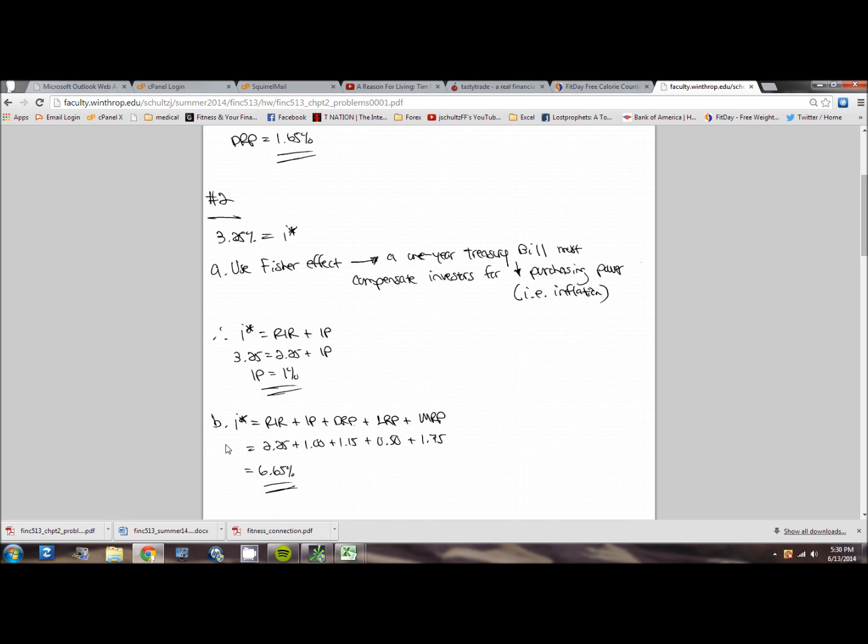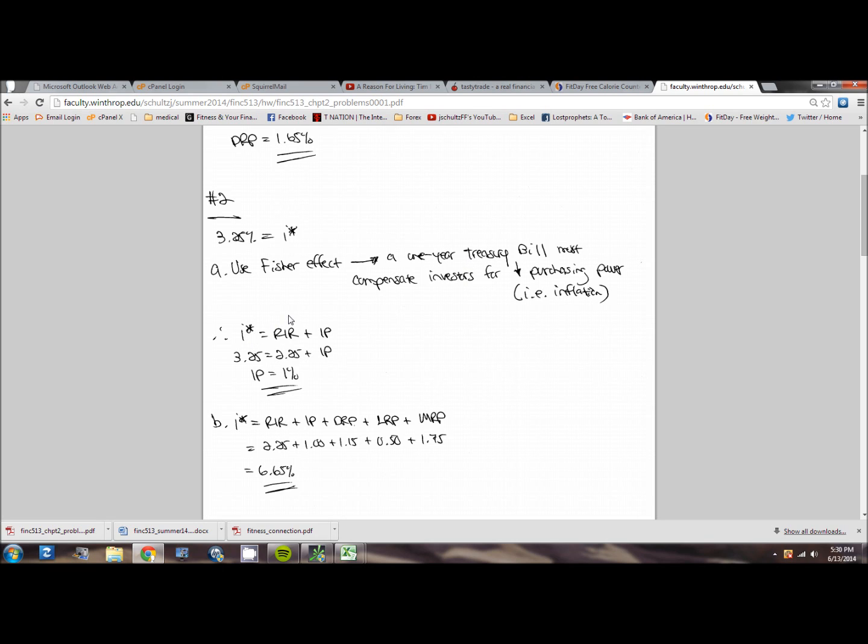But part A, I think, requires some additional understanding to know exactly why you need to use the Fisher effect for this question. So the approximation of the Fisher effect is simply I star is equal to the real interest rate plus the inflation premium. So the question becomes, all right, we know from the problem that the 1-year T-bill rate is 3.25%, and the real interest rate is 2.25%. So how do you know to use the 1-year T-bill rate here as I star?